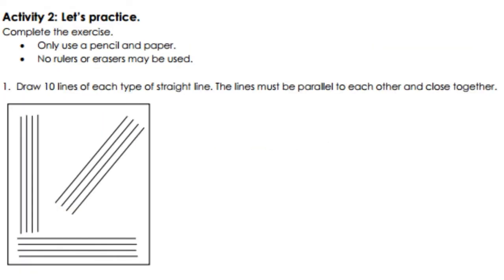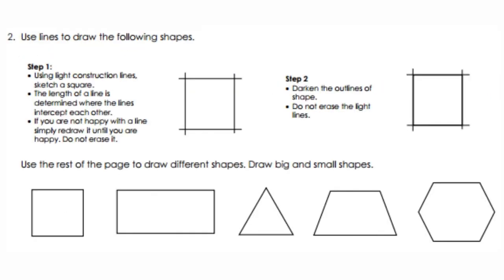Activity 2. Let's practice. Complete the exercise. Use only a pencil and paper. No rulers or erasers may be used. 1. Draw 10 lines of each type of straight line. The lines must be parallel to each other and close together. 2. Use lines to draw the following shapes.